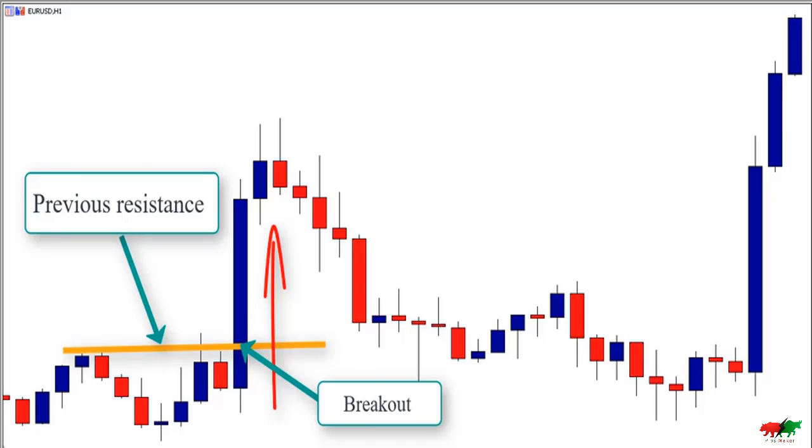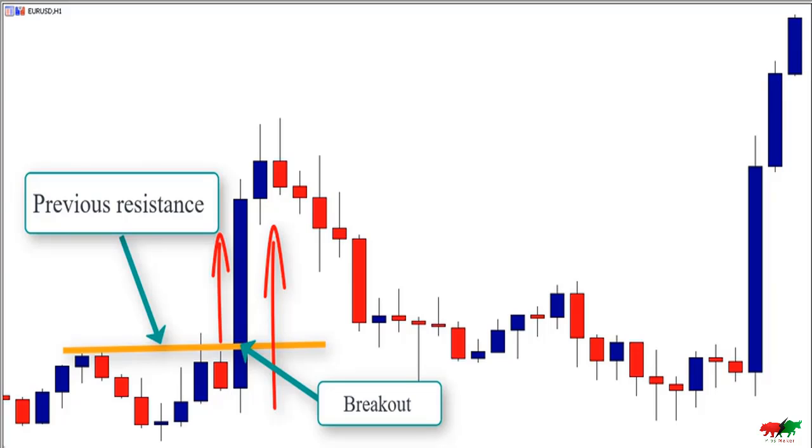Look at what happened when this level was broken. The market went strongly up, because traders who sold the market here, they placed their stop loss just above this level. So when the market hit their stop loss, the bank took their orders and pushed the market higher.